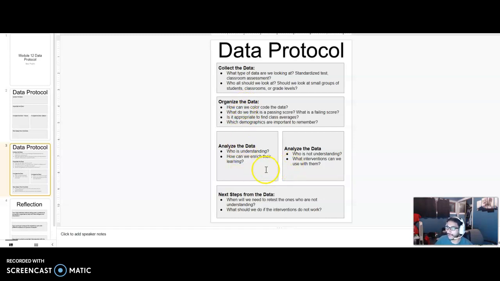And then for analyzing the data, who is understanding, who is not understanding it, and then how can we enrich it, or what interventions can we use with them? And then next steps from the data, when will we need to retest the ones who are not understanding it, and then what should we do if the interventions do not work.